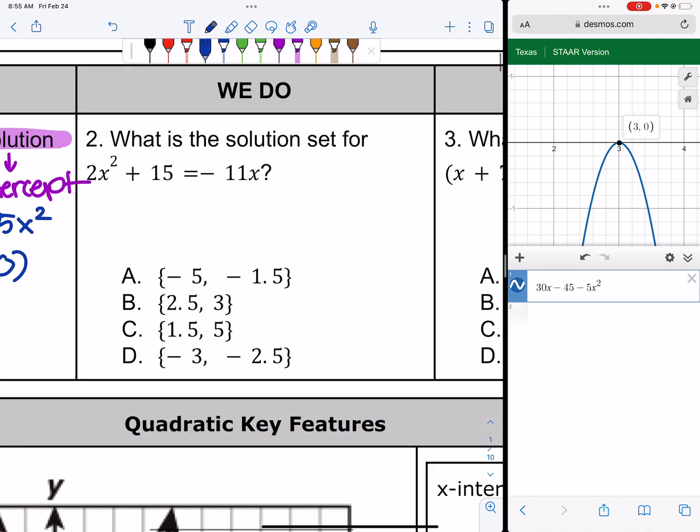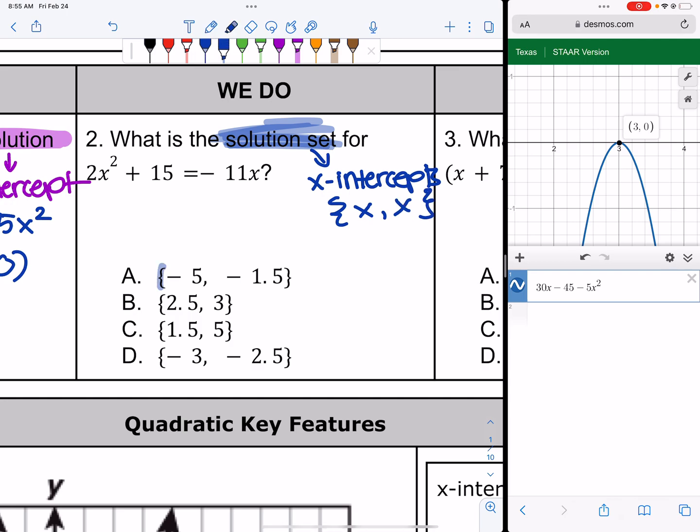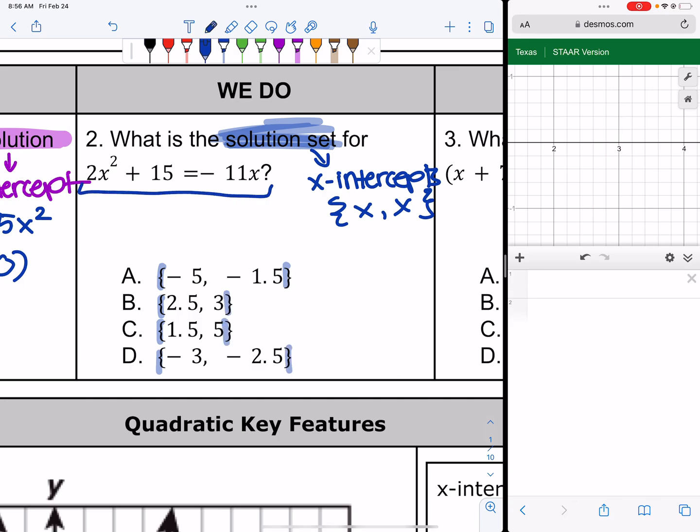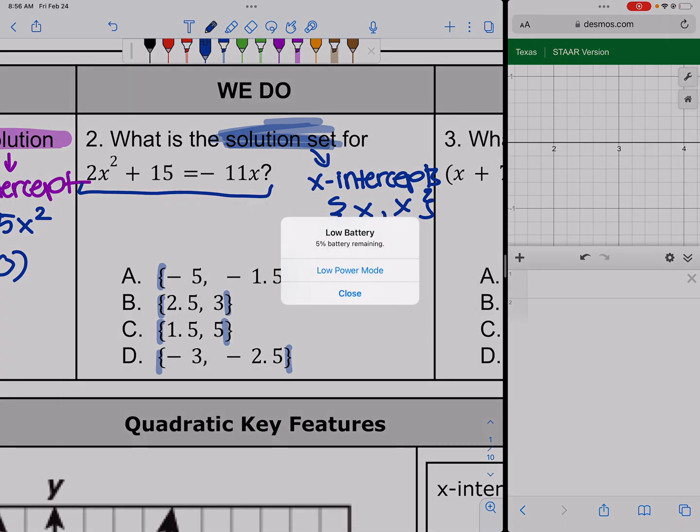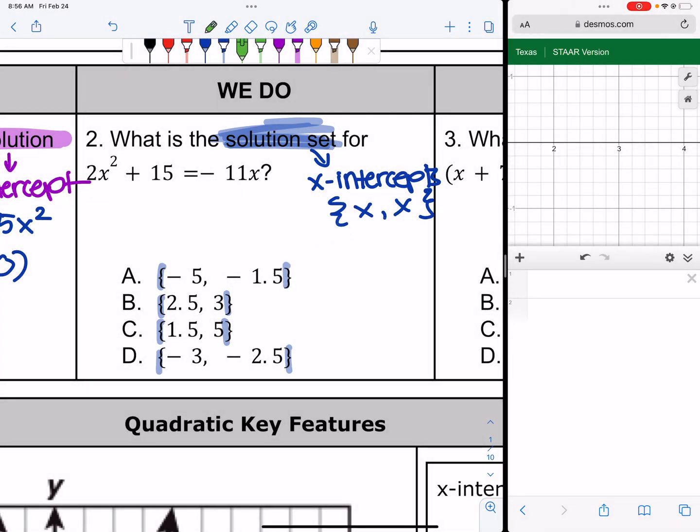Same thing. What is the solution set? Solution set, meaning x-intercepts, but it's going to be written as x comma x with these little weird brackets. Those are the solution set. So what we need to do is look at our equation. Can we graph it as is? No. It's about to die again. So we need to see what side is easier to move.